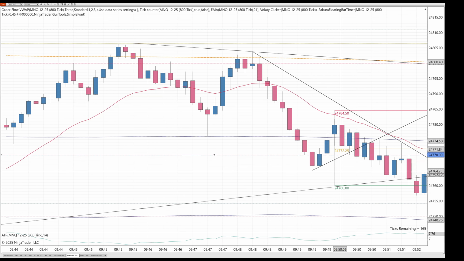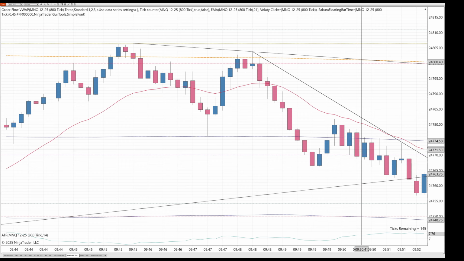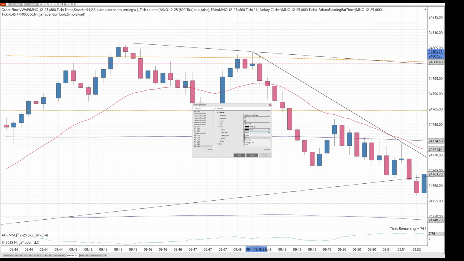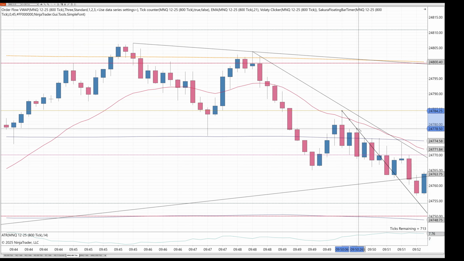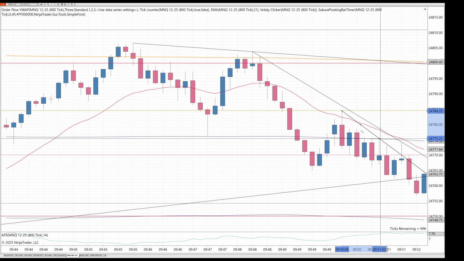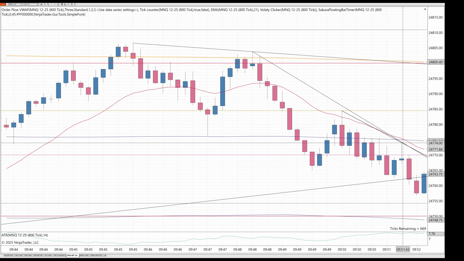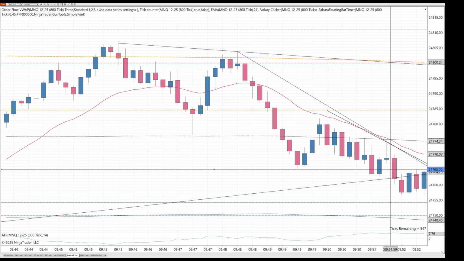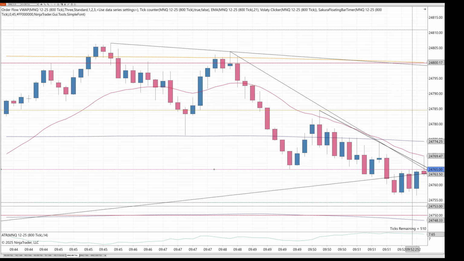Our runner is right there. Delete these lines. This is now going to be macro trend line, and this is going to be my micro trend line here. Yeah. So there it is. Okay, so now the runner moved to here and just got taken out.